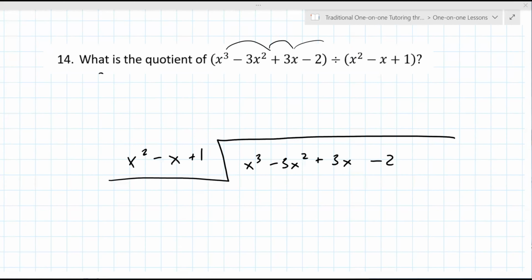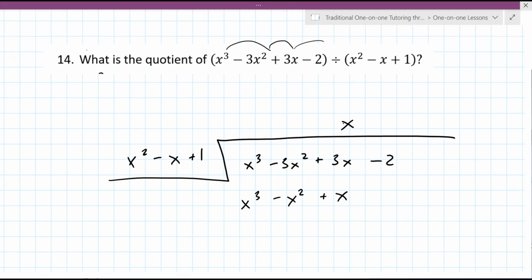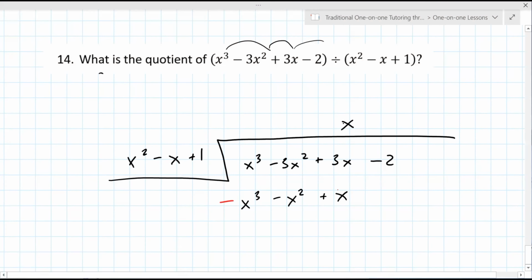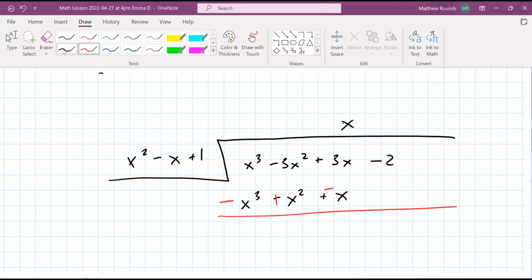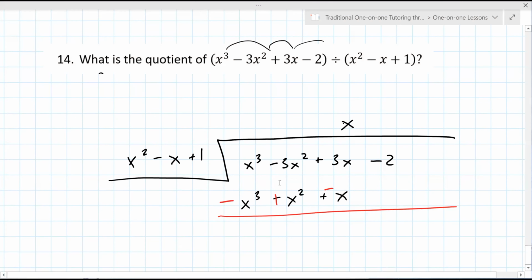So same questions: what do you multiply x squared by to get x cubed? And the answer is x. And then you multiply each of these by x, giving x cubed minus x squared plus x. And then you change the sign of everything. So the first one's always supposed to be 0. Second one may or may not be minus 2x squared, 3x minus x plus 2x. And then you bring down terms.